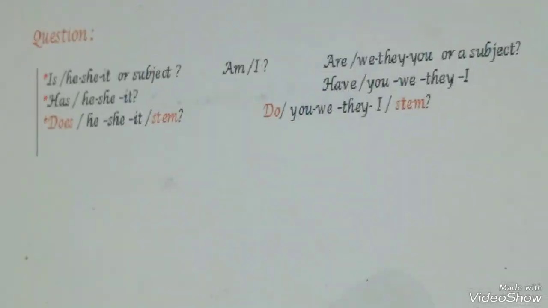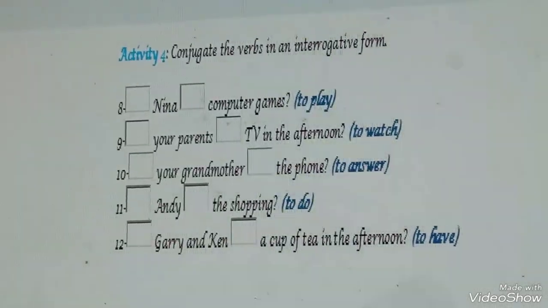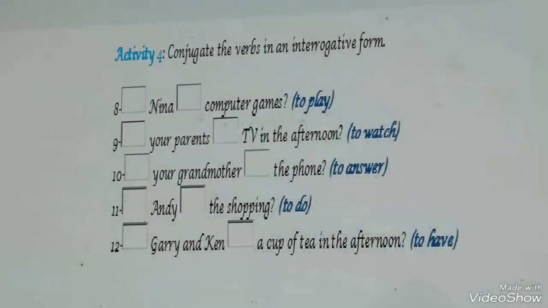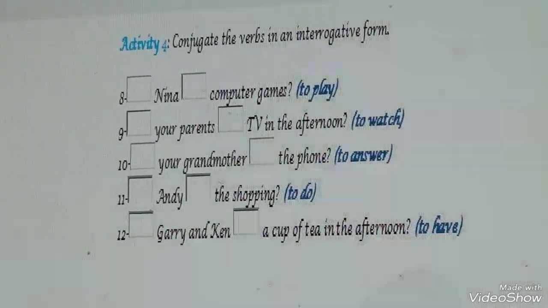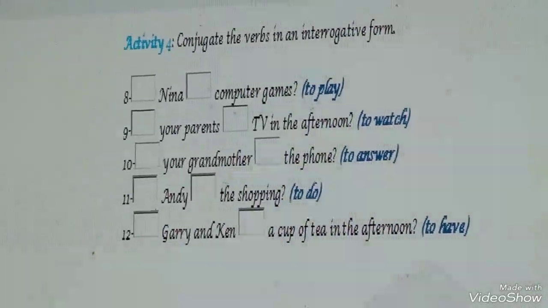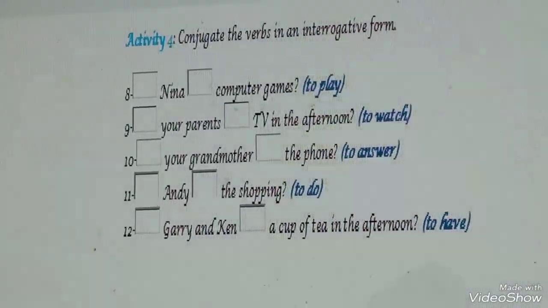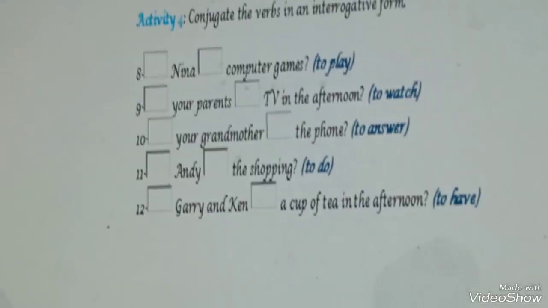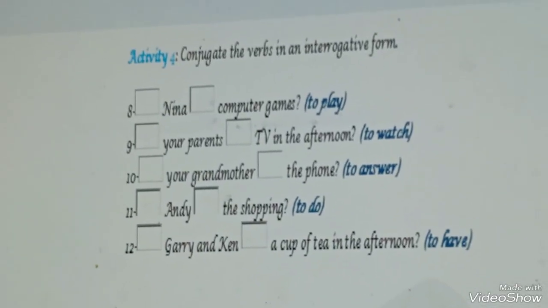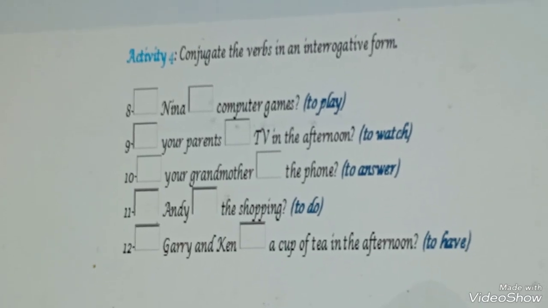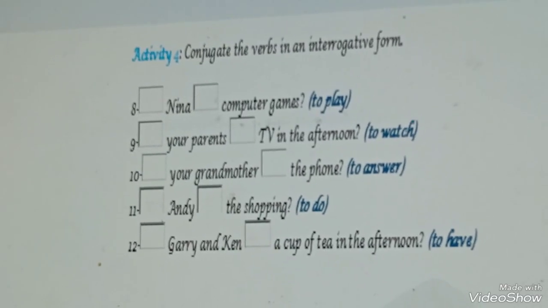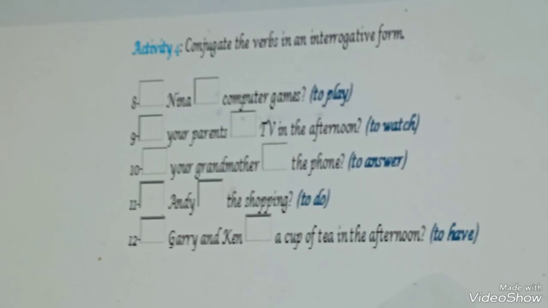This is a stem. So activity 4, conjugate the verbs in an interrogative form. Nina computer games to play. 9, your parents TV in the afternoon to watch. 10, your grandmother the phone to answer. 11, Andy the shopping to do. And 12, Gary and Ken a cup of tea in the afternoon to have. Try to do the activity and I will return with the answer.